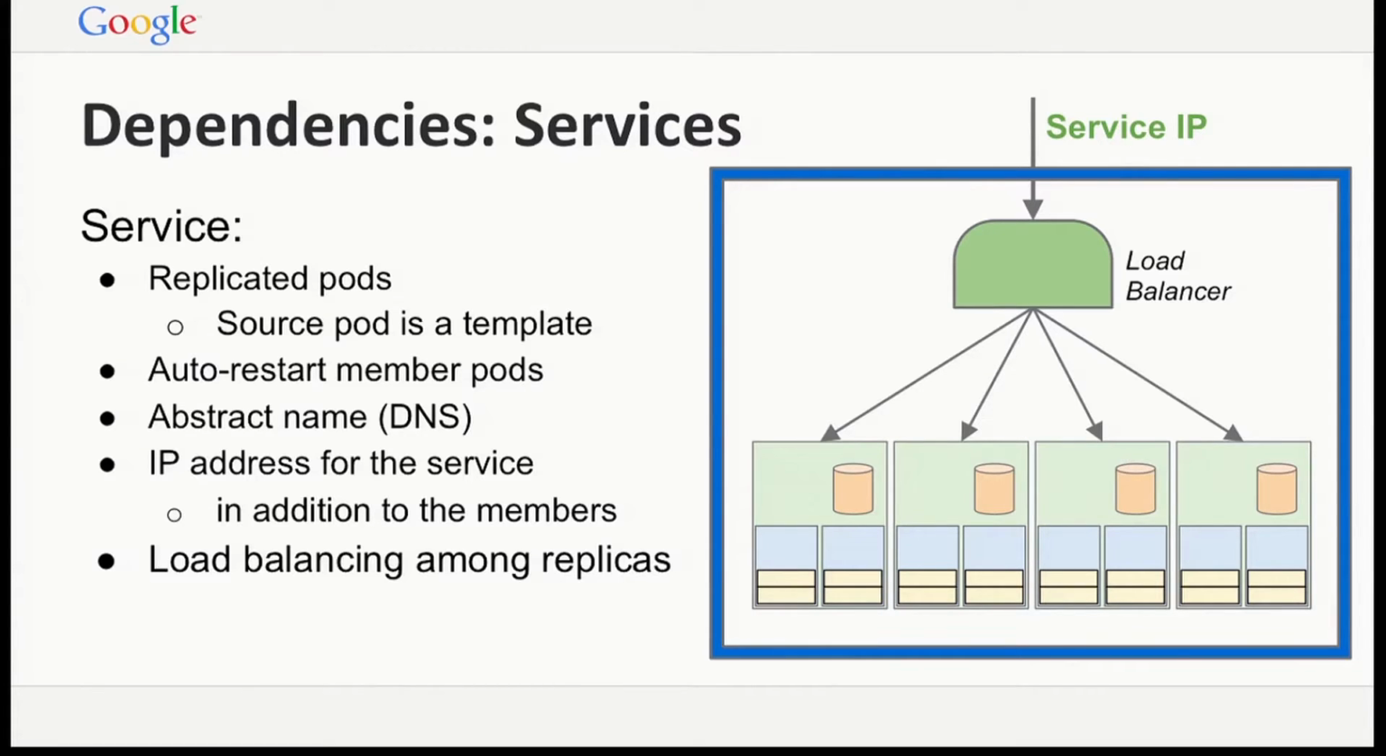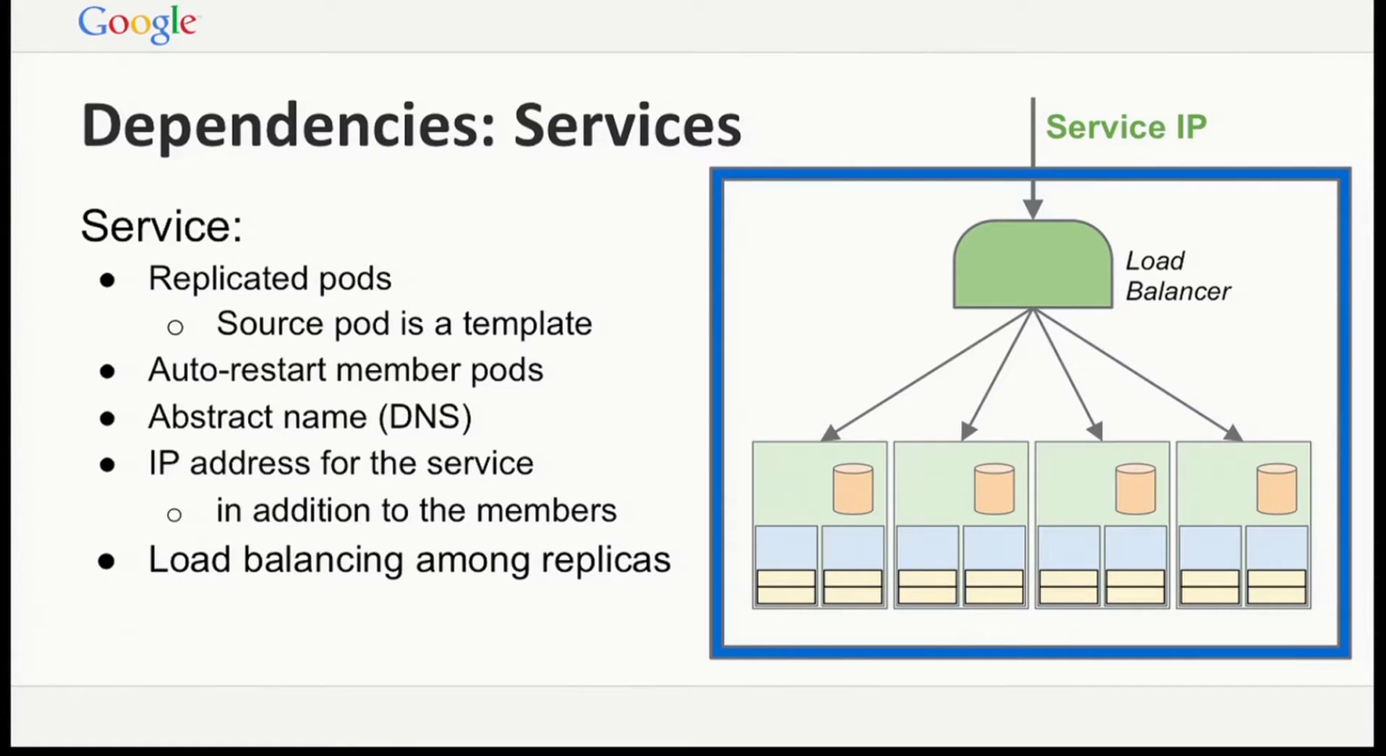And so you send traffic to the IP of the service. It will load balance among the pods. Right? And if you change the number of pods, the load balancer will adjust. I'll show that in a little bit. There's a few other things it does. It'll auto-restart pods that die. That just makes it easier to operate a service.